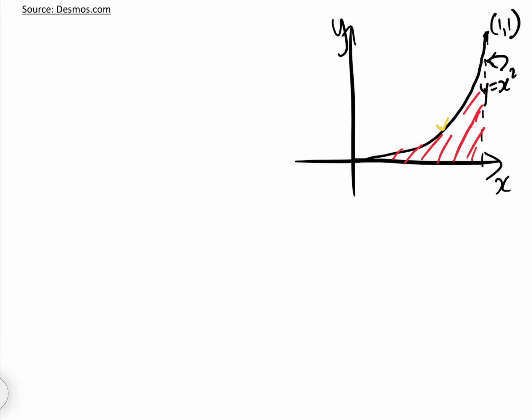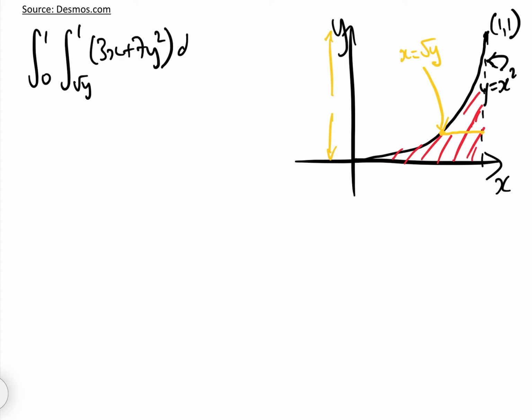So x first. If y equals x squared, then that is the same as x equals root y there. And if we go x first, then we're going to start at this point root y, and we're going to go through to 1, and then for y we're going to go all the way from y equals 0 to 1. So if we do x then y, our double integration is going to be the integral between 1 and 0, the integral between 1 and root y of 3x add 7y squared dx dy. Okay, so that would be doing x first and then y.